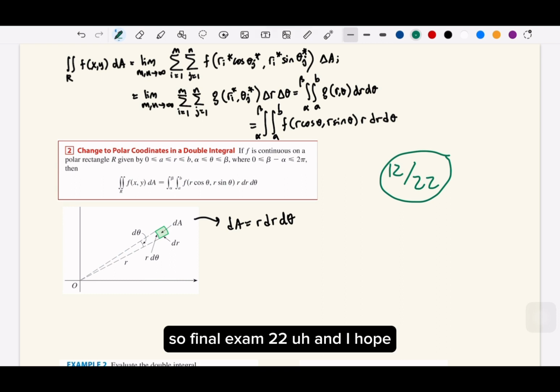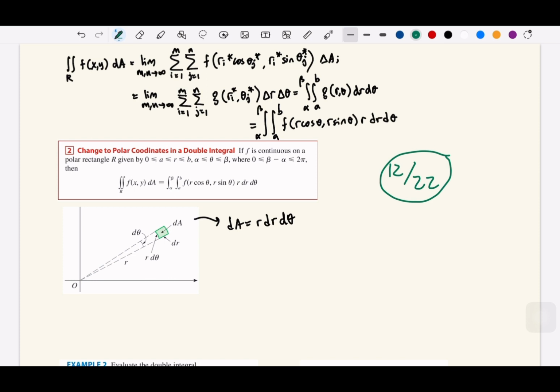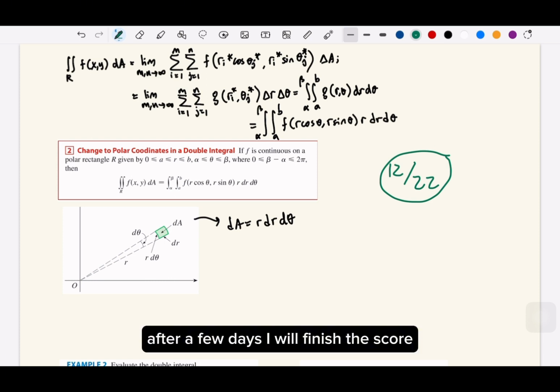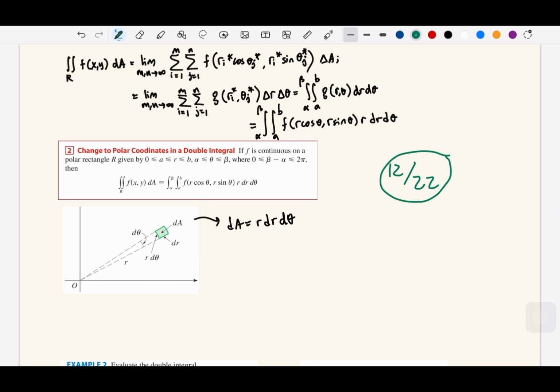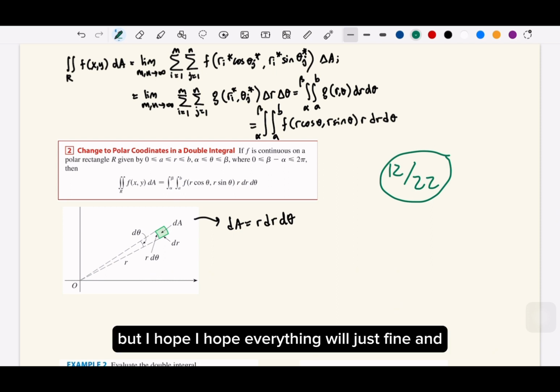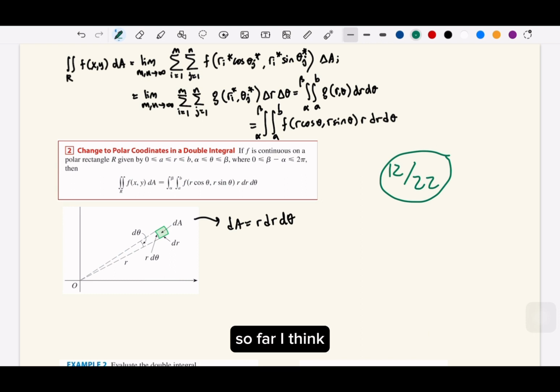So final exam 22, and I hope after a few days I will finish the score, and I can send the score to all of the students. And maybe before I send, if we need some makeup test, and if we still have time, we can make it. But I hope everything will be fine, and after a few days I can just give you the score.